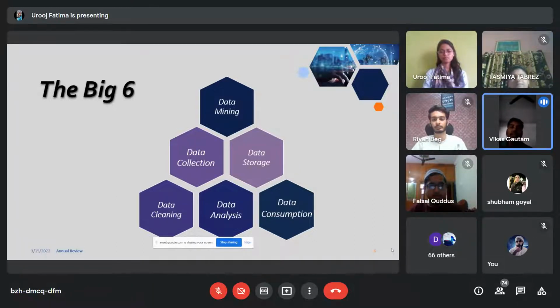Now, last step is data consumption. Data is consumed in various verticals, which include identifying retail trends in the market, using which businesses can highlight their top selling products. It is also used by various government bodies in order to reach out to the correct demographics, geographics, and ethnicities.